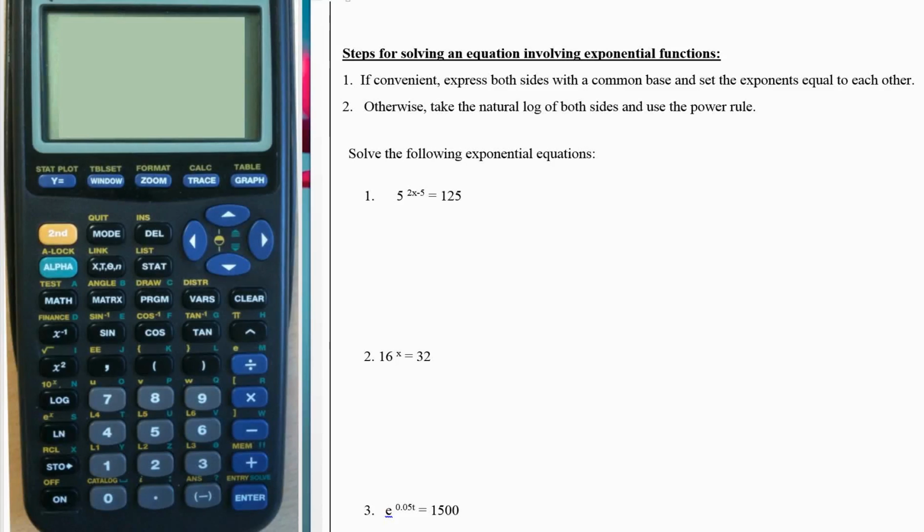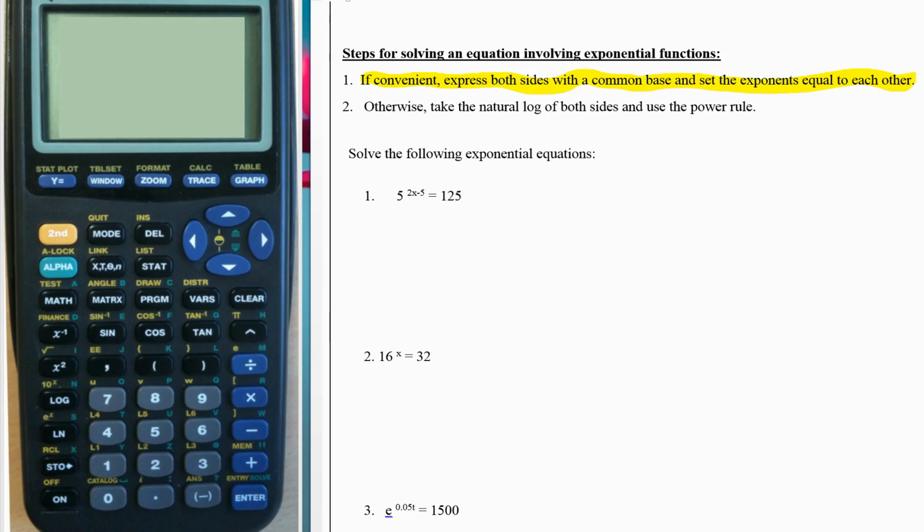Now we're going to talk about how to solve exponential equations. So how do we solve equations where the variable is in the exponent? First we're told, if it's convenient, express both sides with a common base and set the exponents equal to each other. So if you can get the same base on each side, and that's all you have, you can just set the exponents equal to each other.